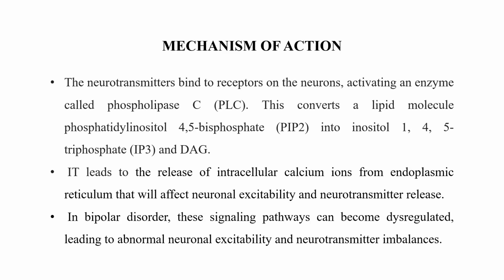Mechanism of action of lithium. When a neurotransmitter binds to the receptor on the neurons, it will activate phospholipase C, and that will convert the membrane phospholipids, that is phosphatidyl inositol biphosphate, into inositol triphosphate and diacylglycerol. And these both molecules, that is IP3 and DAG, will release the intracellular calcium from the endoplasmic reticulum that will affect neuronal excitability and neurotransmitter release. In bipolar disorder, these transduction pathways get dysregulated, and that will lead to abnormal neuronal excitability and neurotransmitter imbalances.